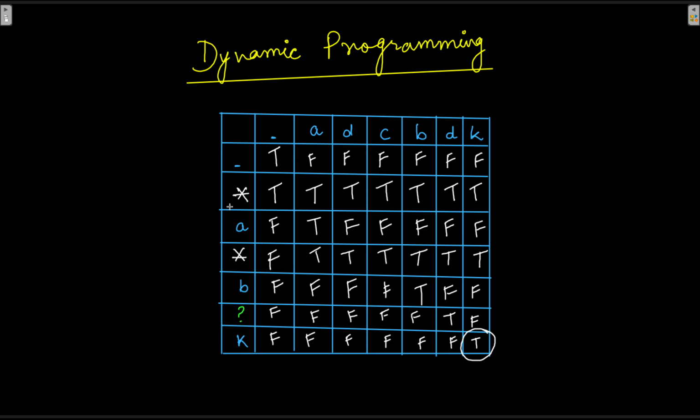And that's how we are going to solve dynamic programming. Now that you have understood the whole algorithm of how we have built this table, I think it should be easy for us to convert this into code as well. Let us see how to do that.